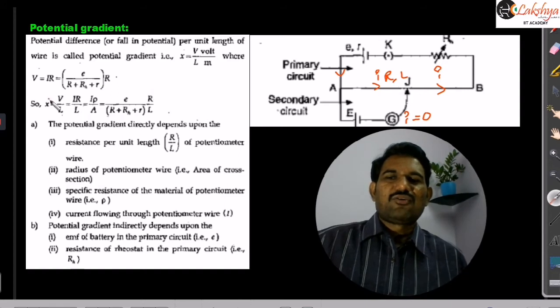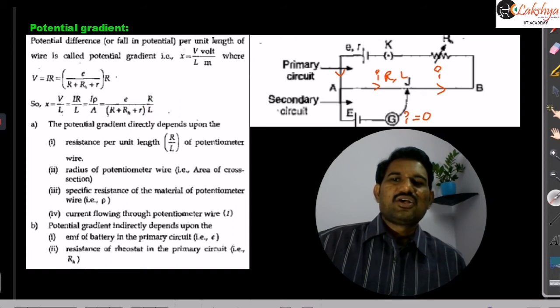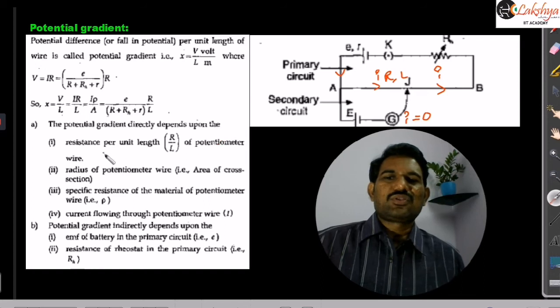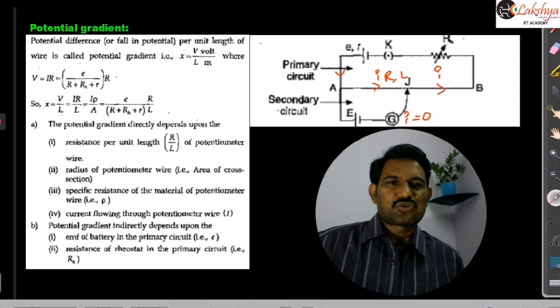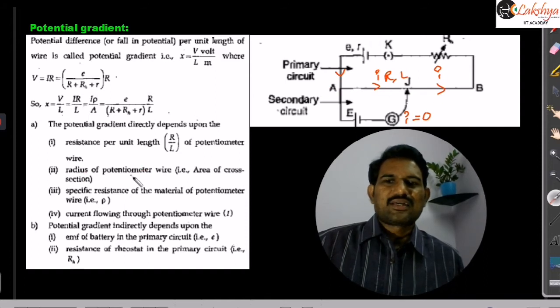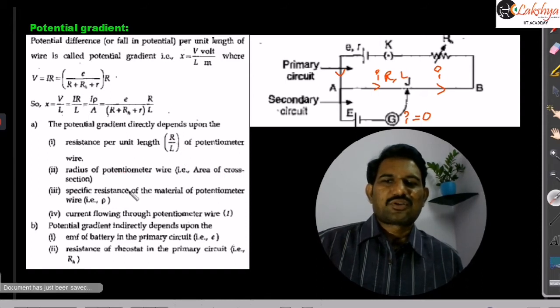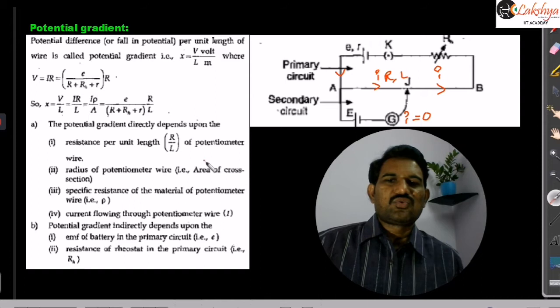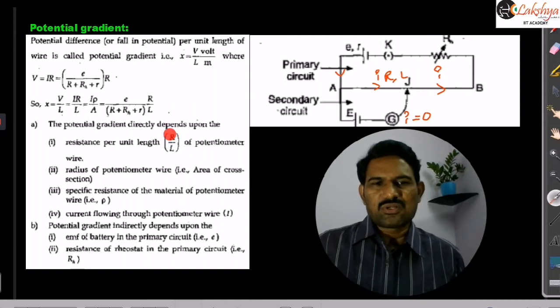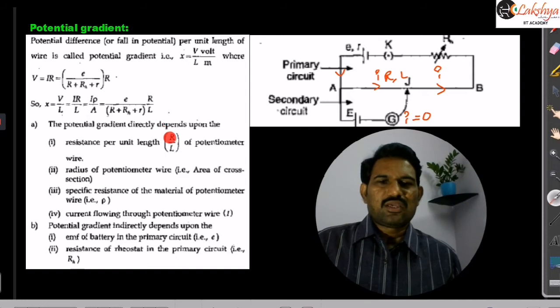Now our potential gradient is x is equal to V by L, the potential drop per unit length. So we need to divide by this length. You can observe now that potential gradient depends on the resistance per unit length of this bridge wire, that is the potentiometer wire AB, and then the radius of the potentiometer wire, and the specific resistance of the material used. R is equal to rho L by A, the formula you can write. By using that we are saying this.